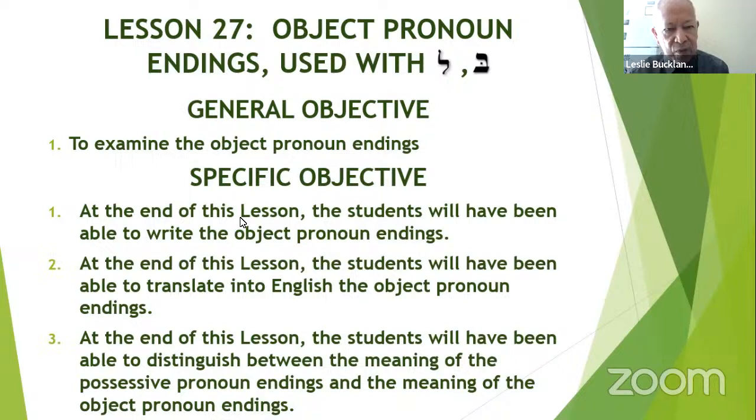Number one, at the end of this lesson, the students will have been able to write the object pronoun endings. Two, at the end of this lesson, the students will have been able to translate into English the object pronoun endings. Three, at the end of this lesson, the students will have been able to distinguish between the meaning of the possessive pronoun endings and the meaning of the object pronoun endings.